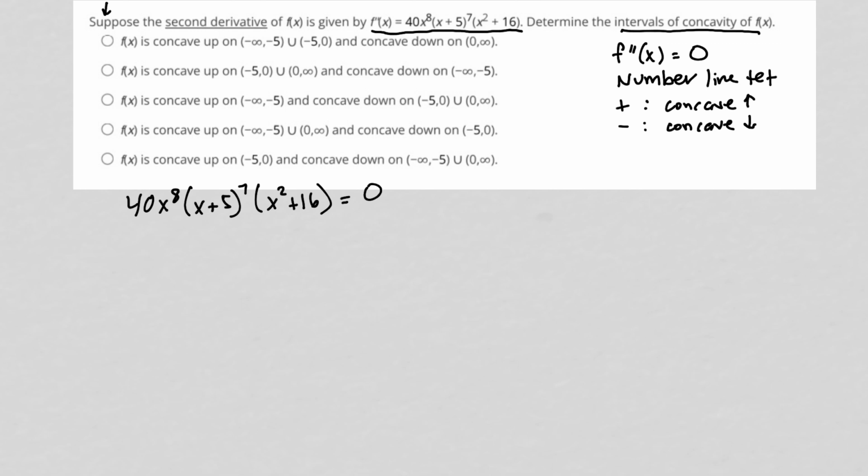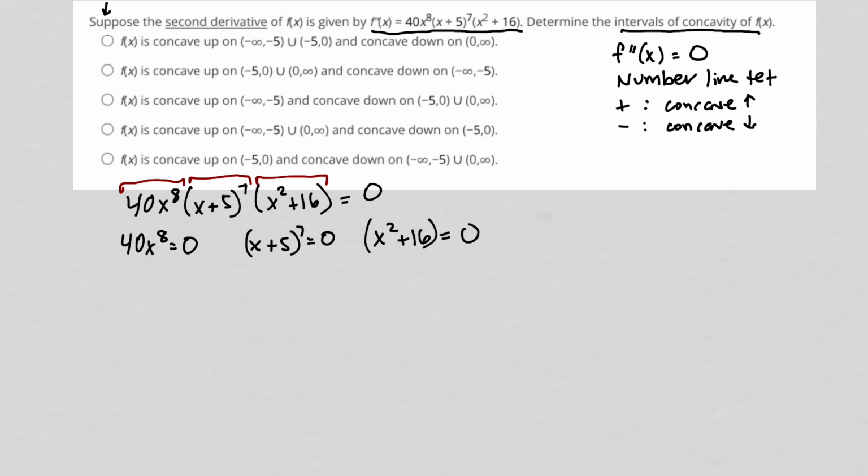I'm looking at this as the product of three terms: this first term, this second term, and this third term. So there's no need to simplify this at all. I just set each of these terms equal to 0. So I set 40x to the 8th equals 0, x plus 5 to the 7th power equal to 0, and x squared plus 16 equal to 0.